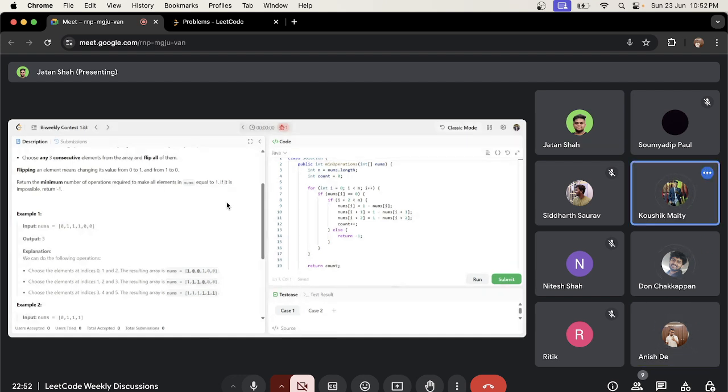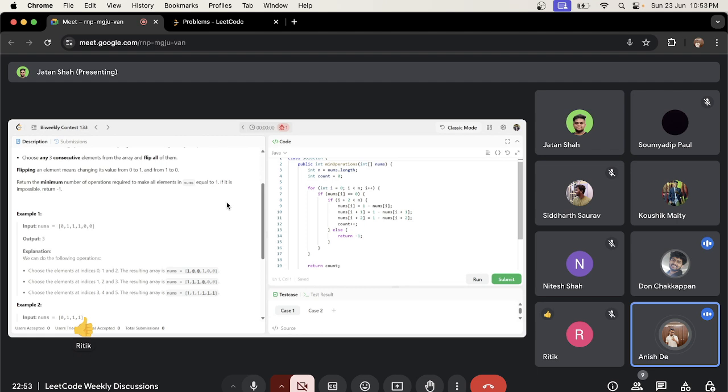So when -1 arises, if any of the last two elements is 0, we can't flip it back to 1, because we don't have numbers after that, and we will always have to choose 3 elements. Make sense? Cool. I think that's the algorithm.